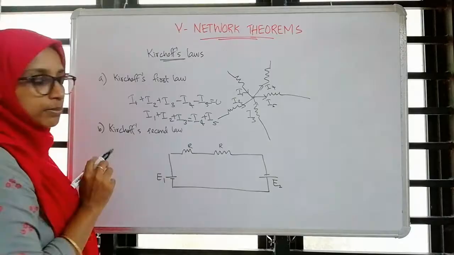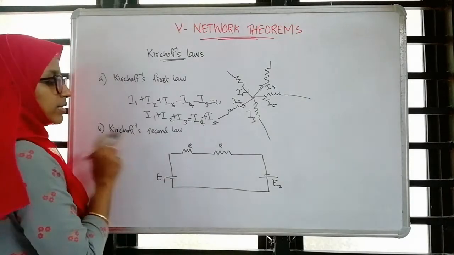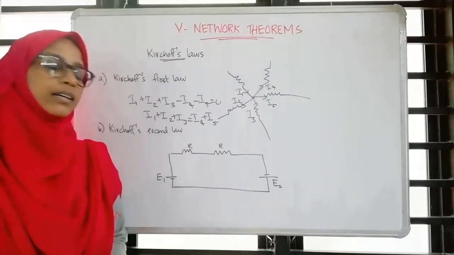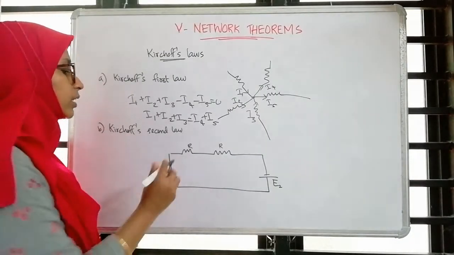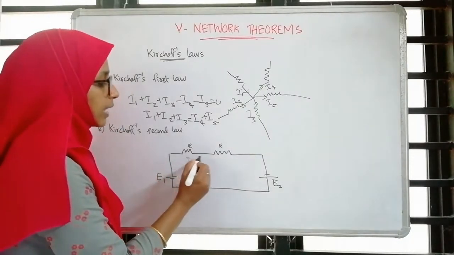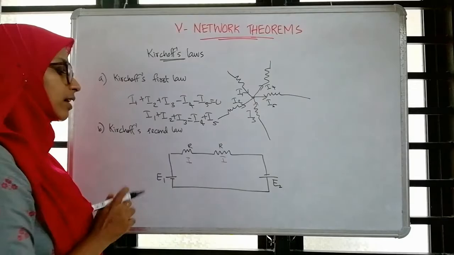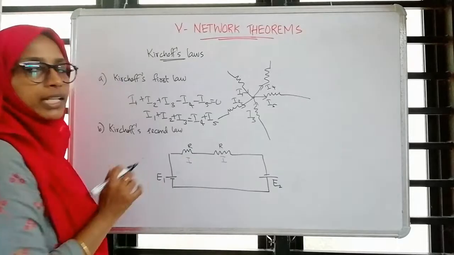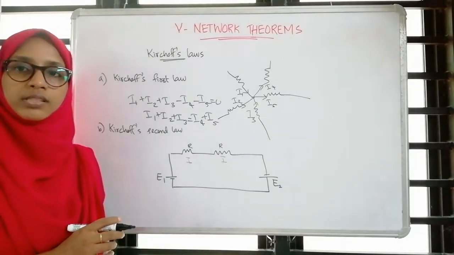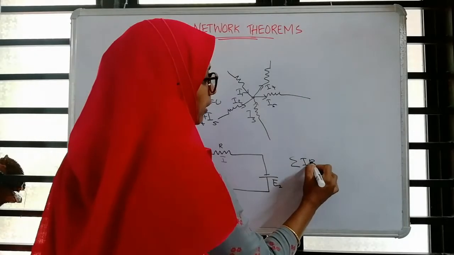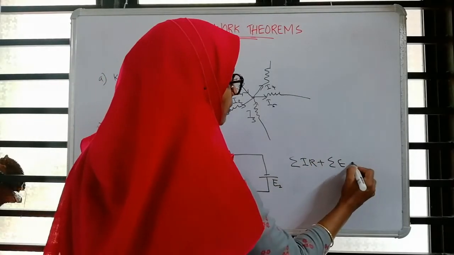And here is Kirchhoff's second law. Kirchhoff's second law states that the algebraic sum of the products of current and resistance in a closed conducting network plus the algebraic sum of EMFs in that circuit is equal to 0. That is, sum of IR plus sum of EMF is equal to 0.